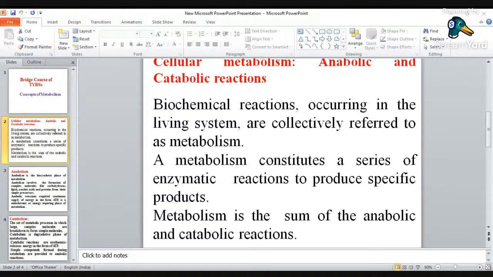So in today's bridge course lecture, we are going to see about metabolism. We have the third unit, that is metabolism. We are going to see the basic concepts of metabolism. So what is metabolism? Metabolism is the biochemical reactions which occur in the living system. These biochemical reactions are catalyzed by the enzymes.